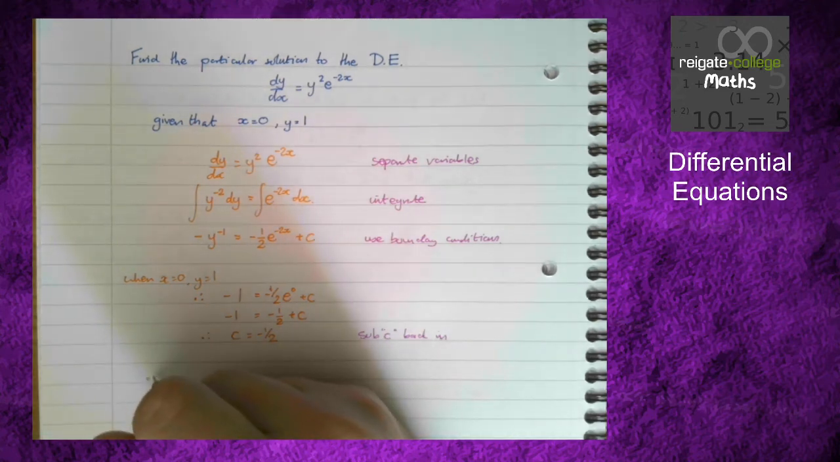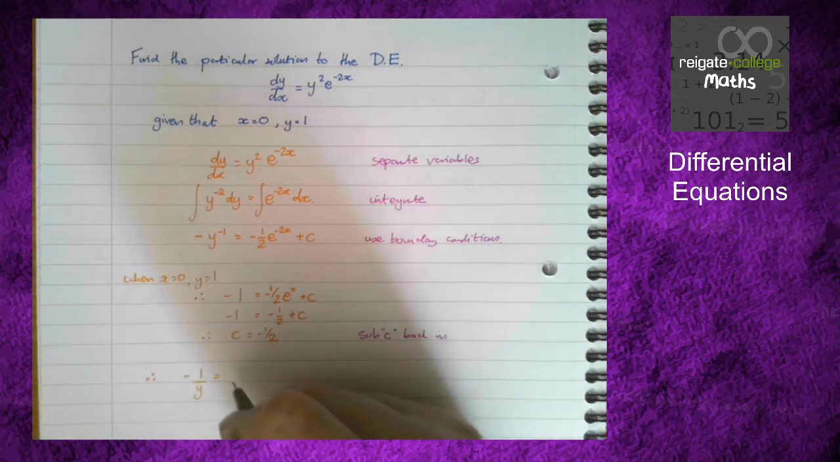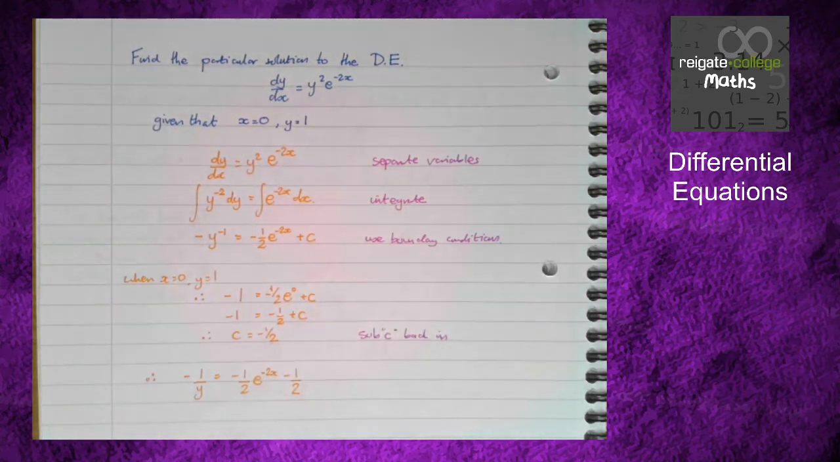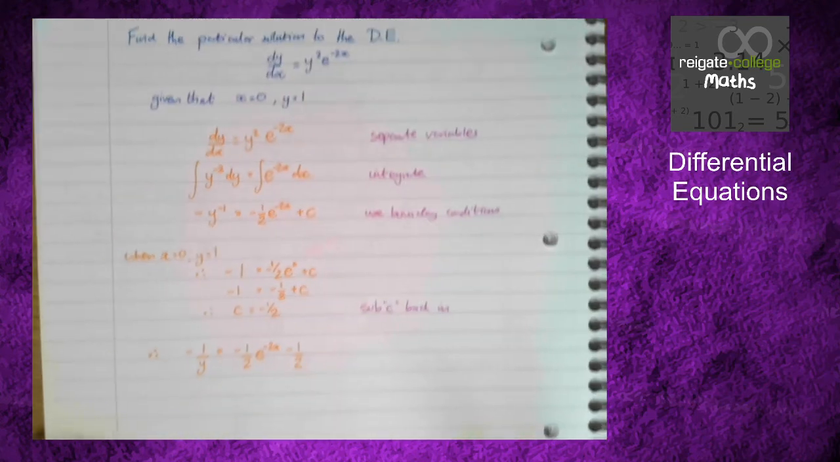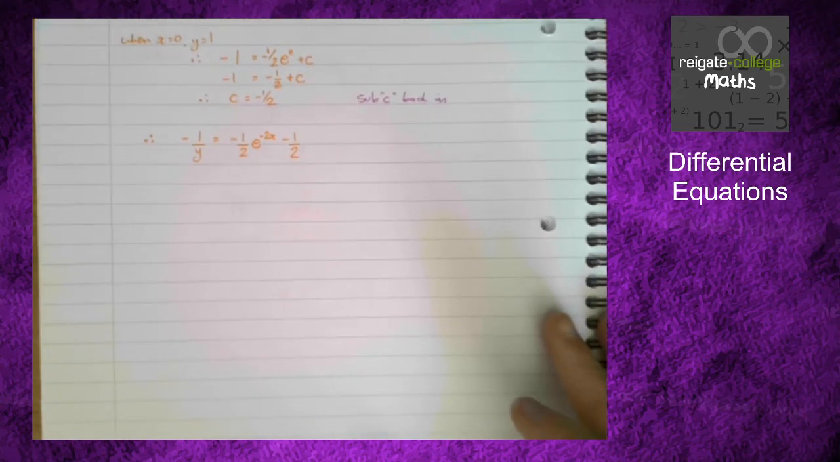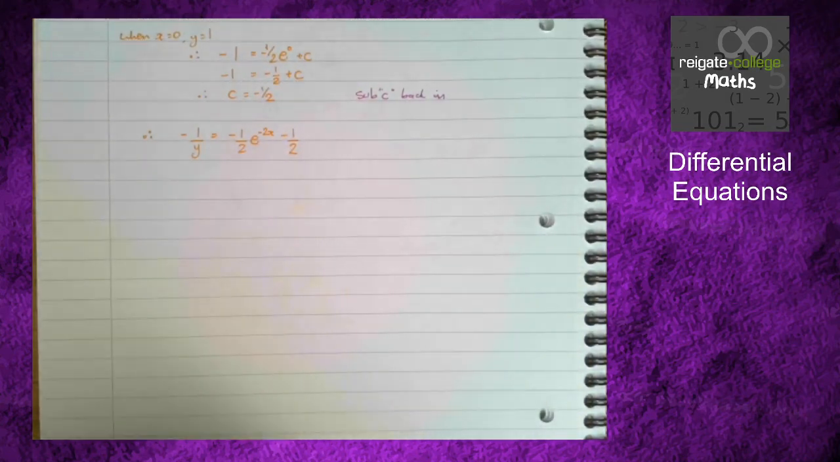So therefore, minus 1 over y is minus a half e to the minus 2x minus a half. Now, although this question hasn't asked us for the form y equals a function of x, this one would be much nicer too. Because it's got lots of minuses, lots of fractions, it tends to be a little bit more unpleasant to rearrange, or to look at if you don't rearrange. So we're going to do that now.